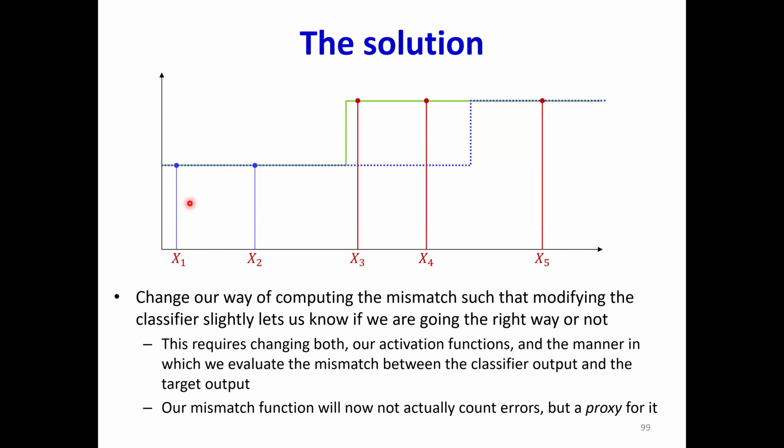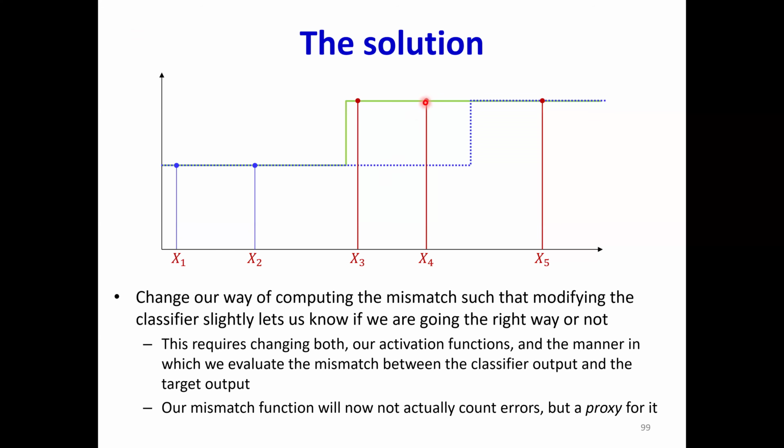And so we want to change our way of thinking. We want to change our way of computing the mismatch such that modifying the classifier slightly lets us know if we are going in the right way or not. Now we have 2 issues. One is the activation function of the classifier. So far we've assumed it's a threshold activation. The other is the manner in which we evaluate the mismatch between the classifier output and the target output.